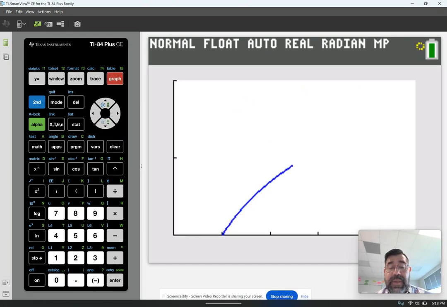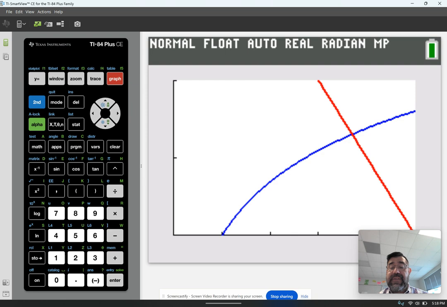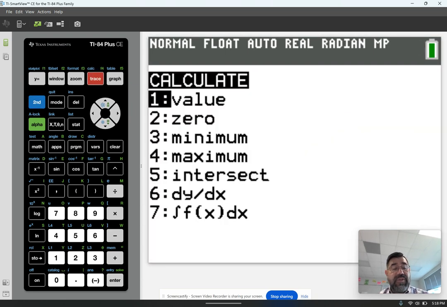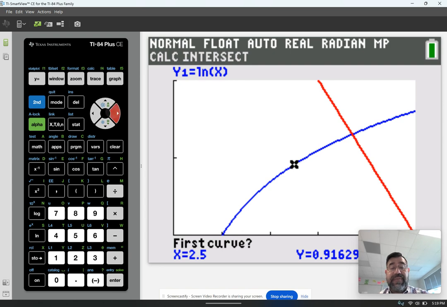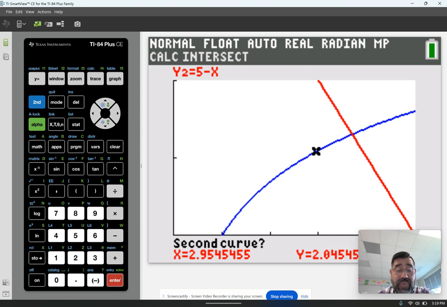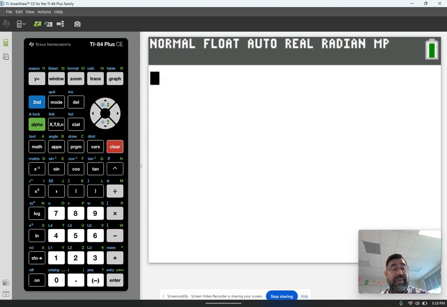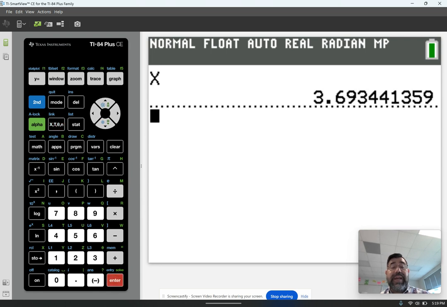Graph it. Here's the first function. Here's the second function. That's the intersection point we want. So second trace, do the intersection, option number 5. You can get closer if you'd like, or you can just start pressing enter, because it looks like in this window there's only one intersection point. And when I press enter, I get my intersection point, 3.6934. If you want, you can clear everything in the home screen and bring it back as an X value. You can even store it, except I don't need to store it because I don't need to figure out the answer. They just wanted me to set it up.